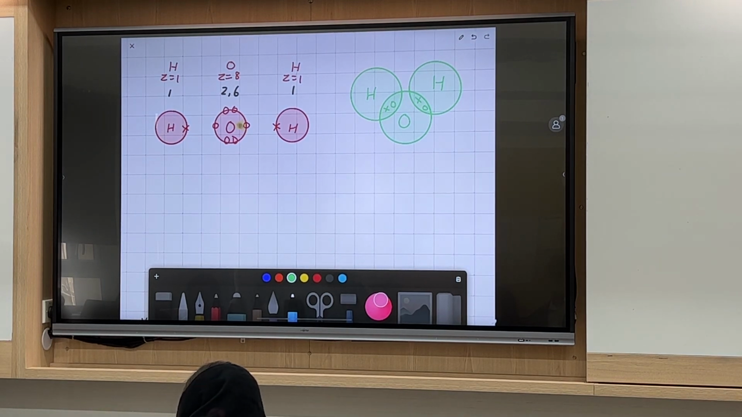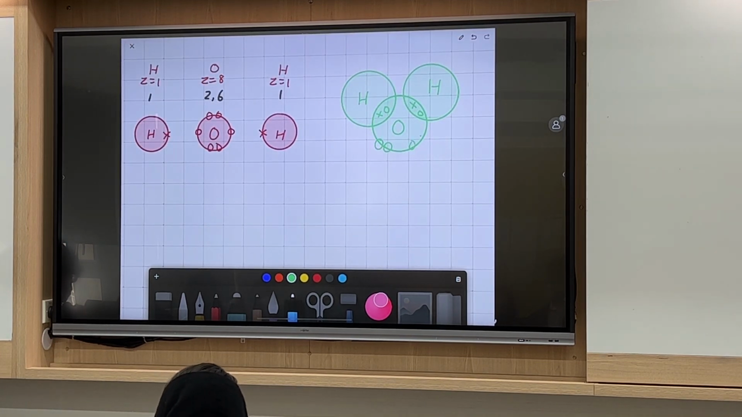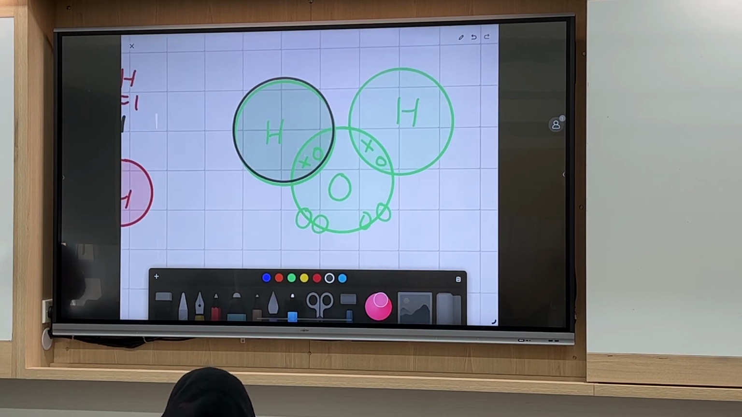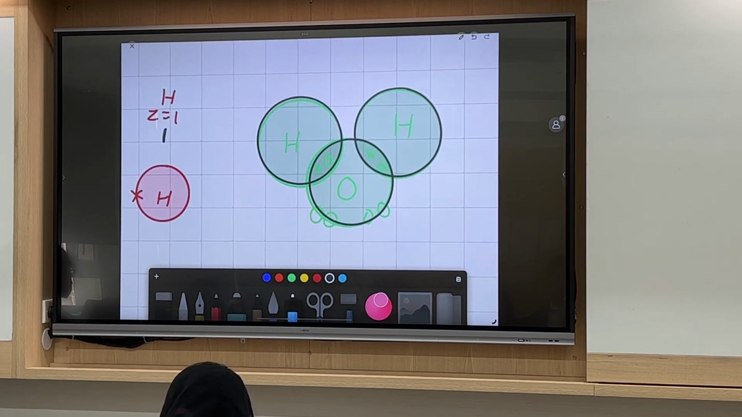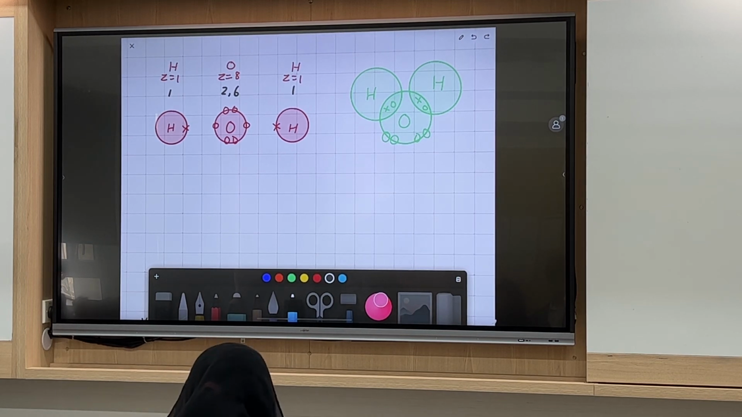When the O used 2 of its 6 electrons to share with hydrogen, how many electrons are left? 4. We draw them outside the circle. But you see, by so doing, everybody will be satisfied. Can you tell me how many electrons are in this circle? 2. That's enough for hydrogen. Hydrogen is special. It only needs 2. It doesn't need 8. It's full already. This hydrogen is also full. What about this oxygen? 8. Everybody is happy. So this is why we know it is H2O, but not any other number. Everybody is stable.